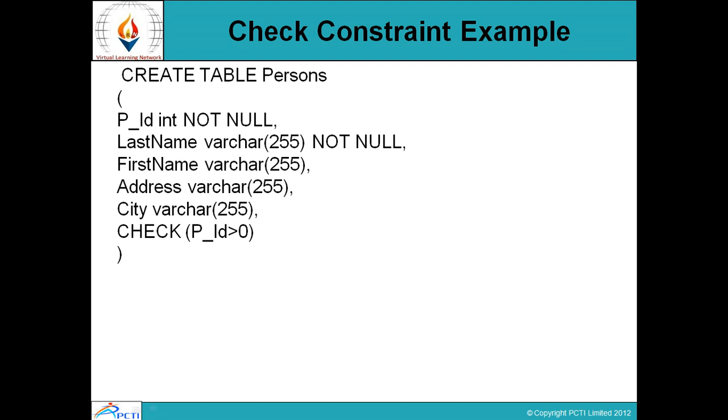Here is the example of how we can apply the check constraint. Again, at the time of creating the table, use the check keyword and in the bracket mention the column as well as the condition, that is mentioned here, like greater than 0. So it means the value should be greater than 0. Let's see how the result will be.